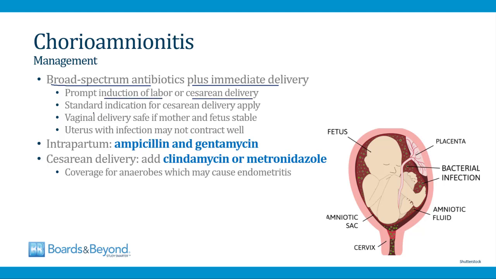You should understand, however, that the standard indications for cesarean delivery apply. A vaginal delivery is safe if the mother and fetus are stable. You don't necessarily have to do a cesarean delivery. However, in many cases, because the uterus has infection, it doesn't contract well, and this leads to protracted or arrested labor, and then a cesarean delivery is required.